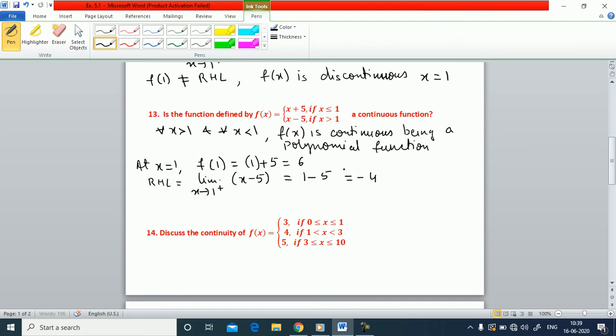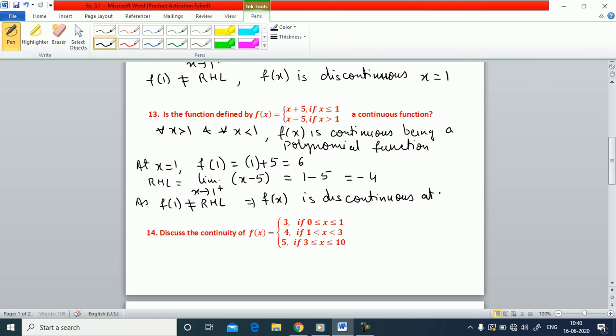So look at these two terms, they are not equal. I have not evaluated the left hand limit because we know that if we show any two of these are not equal, we can conclude that it is not a continuous function. So we can write f(1) is not equal to the right hand limit. This means f(x) is discontinuous at x is equal to 1.